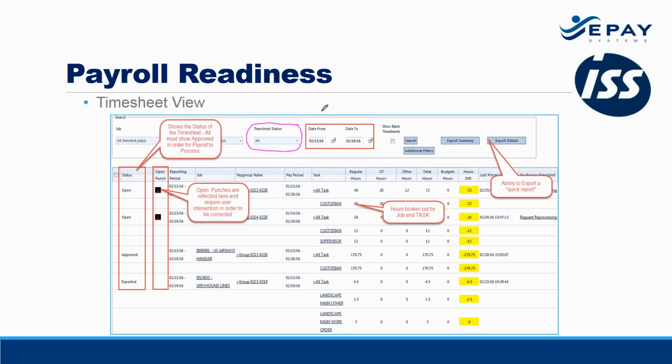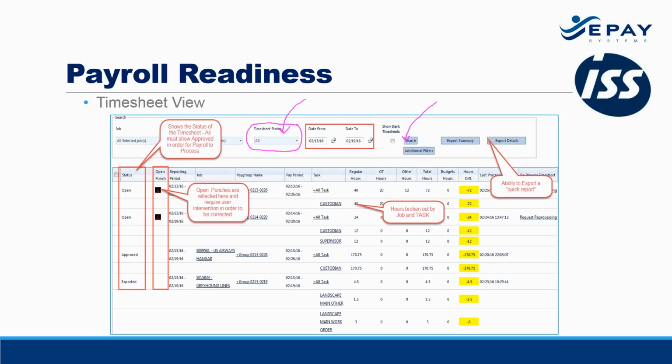So if I wanted to go there right now and hit that drop down and select open as my status, then come over and click on search, the system's only going to show me those timesheets that are in open status, meaning the ones that have not been submitted and the ones that have not been approved.